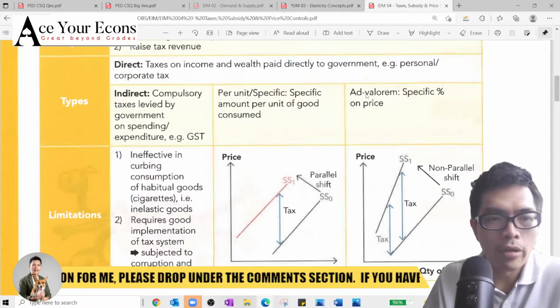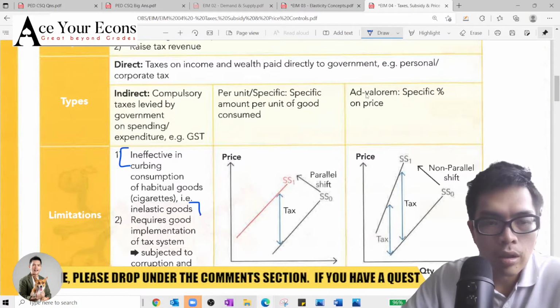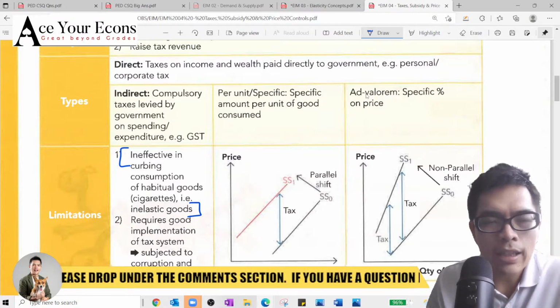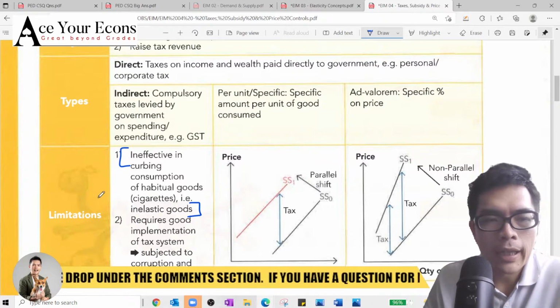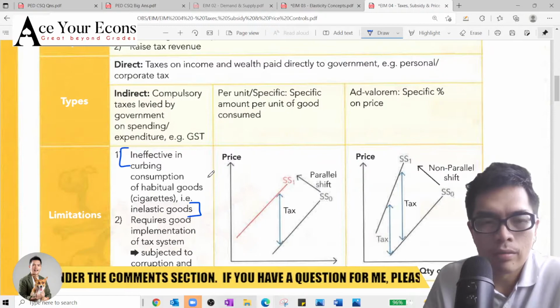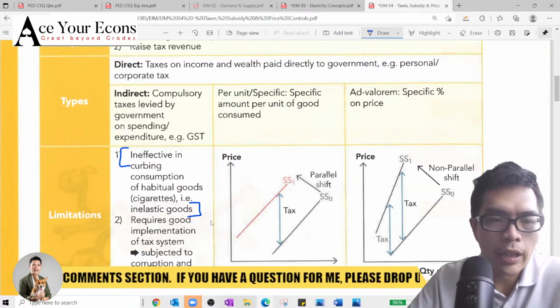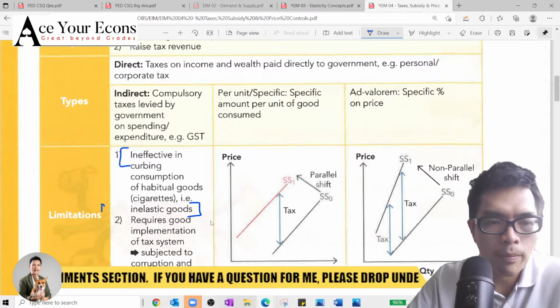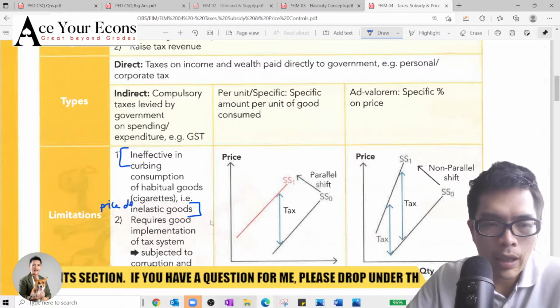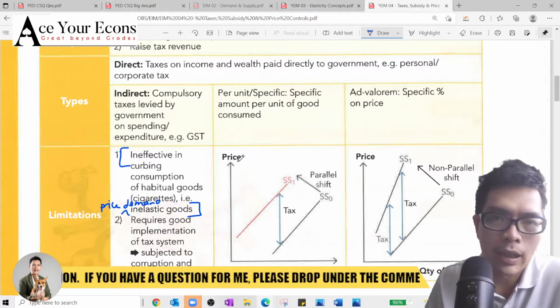I want you all to focus on this. Alright, so a tax is ineffective to curb consumption of habitual goods. Goods that are price demand inelastic. Inelastic goods, or more important, price demand inelastic. Please add these two terms here. Price demand inelastic.